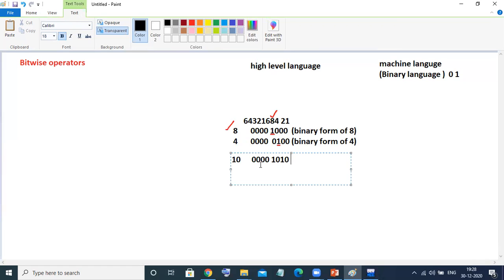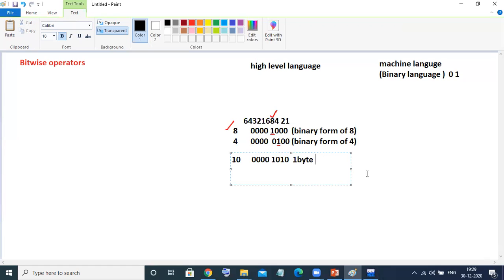This is called a binary form. Each 1 or 0 is a bit: first bit, second bit, third bit, fourth bit. Whenever we calculate 8 bits, that is an 8 bits representation, and 8 bits is nothing but 1 byte.